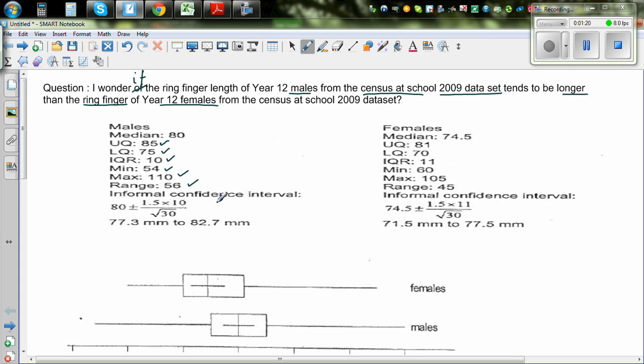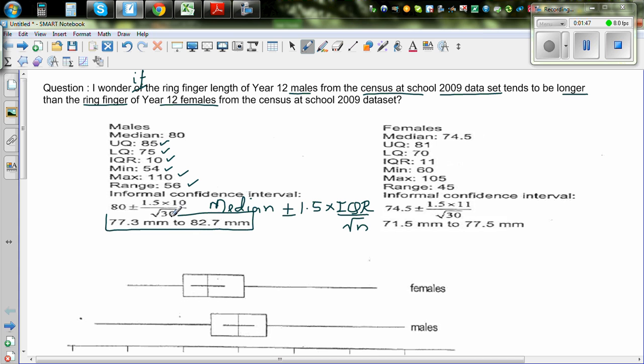The informal confidence interval is calculated using this formula, which is median plus or minus 1.5 times interquartile range over square root of n, where n is the number of data points. The number of data points that was collected was 30. So you can use a calculator, and this is your informal confidence interval.